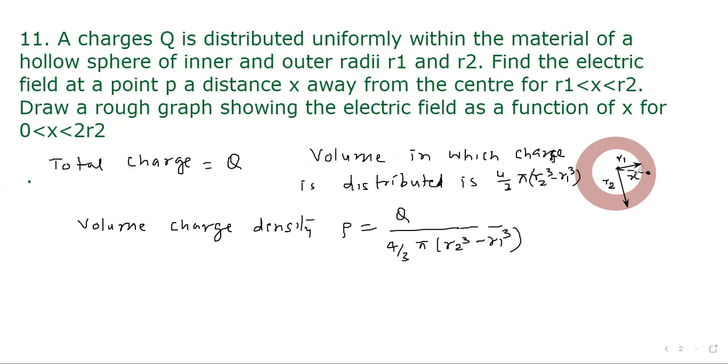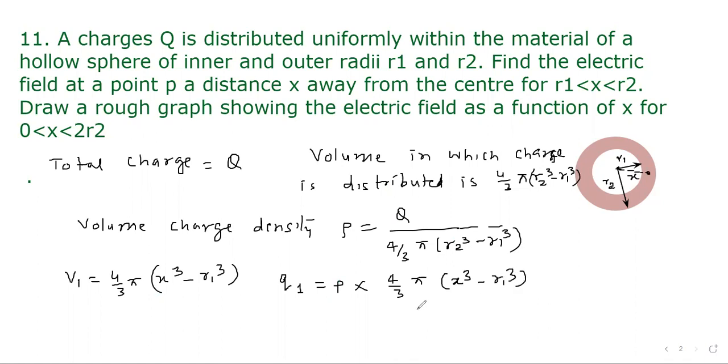So for the charge contained, first of all, we have to find out the volume of that sphere. Say it is V1, 4 by 3 pi (x cube minus R1 cube). And the charge contained, suppose this is Q1. So Q1 will be charge density times volume. So charge density is rho, times volume 4 by 3 pi (x cube minus R1 cube).